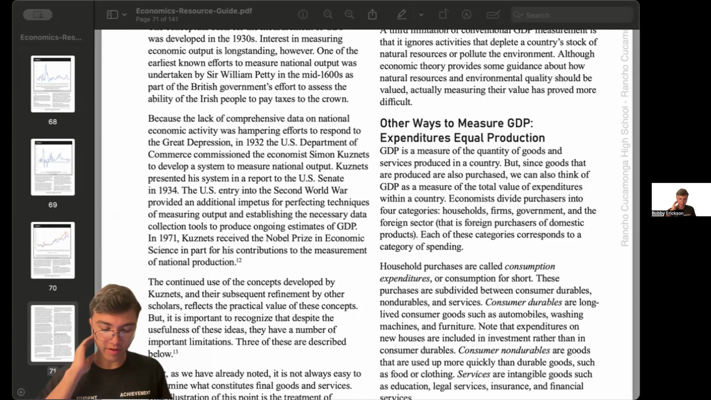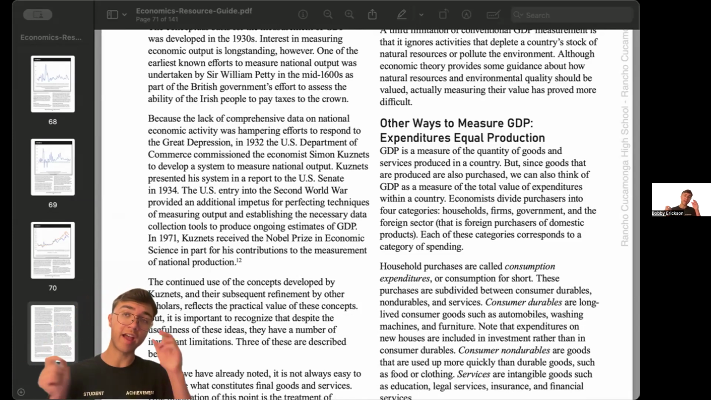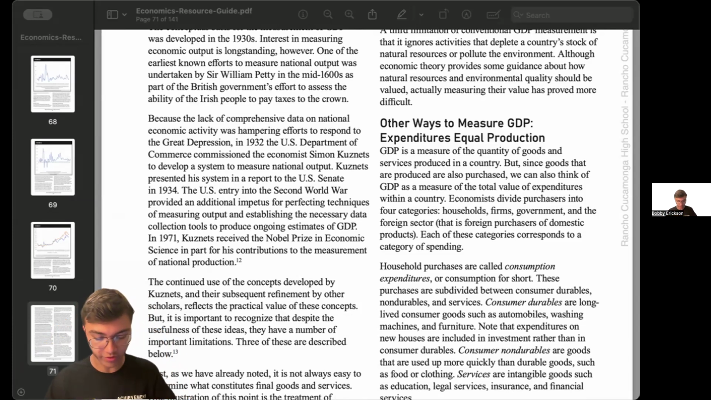Then, as the US entered World War II, this allowed for more perfecting of techniques of measuring the output and the data collection tools that are needed in order to estimate GDP as a whole. So World War II allowed for the perfecting of techniques and establishing data for GDP. It might ask you what most influenced the perfection of the techniques for collecting GDP. It was the Second World War in the US.